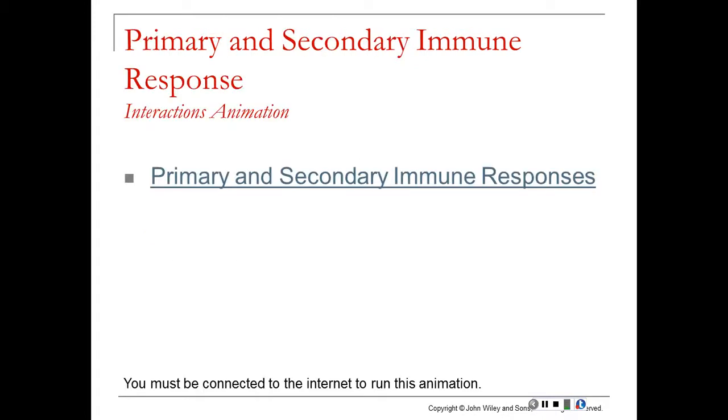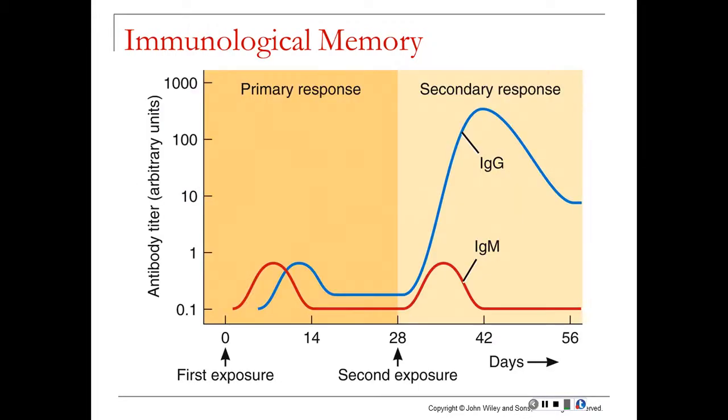This animation goes through the difference between primary and secondary immune responses. It shows the titer, or the antibody concentrations, for the IgG and IgM antibodies upon primary and secondary exposure. On a primary response, the very first antibody to respond, after about a week or so, is your IgM. So your IgMs after about a week are going to be the ones to kill off the foreign body.